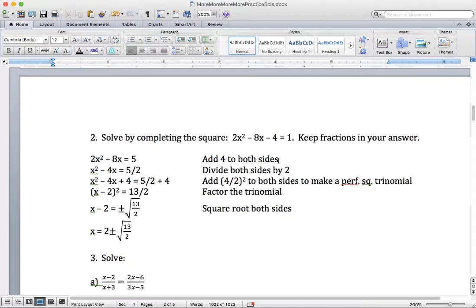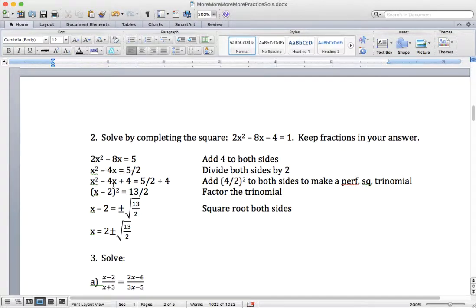Okay, solve by completing the square. We have a quadratic set equal to a constant. So the first thing we do is clear the constant from both sides, so we end up with 2x squared minus 8x on the left side. 2x squared minus 8x is equal to 5, so we added 4 to both sides. Then we're going to divide through by the coefficient 2, and we end up with x squared minus 4x equals 5 halves.